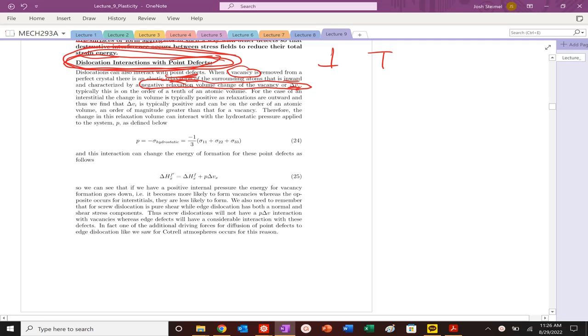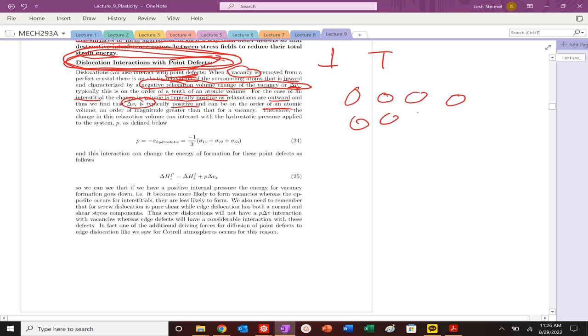So when we have a vacancy, it's typically characterized by a negative relaxation volume that the vacancy creates. That's only about 1/10 of an atomic volume. For an interstitial, the volume is positive, and the relaxations are outward. And that can be very large, actually, on the order of an atomic volume.